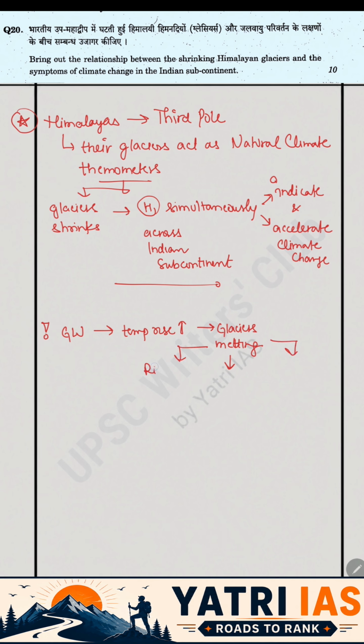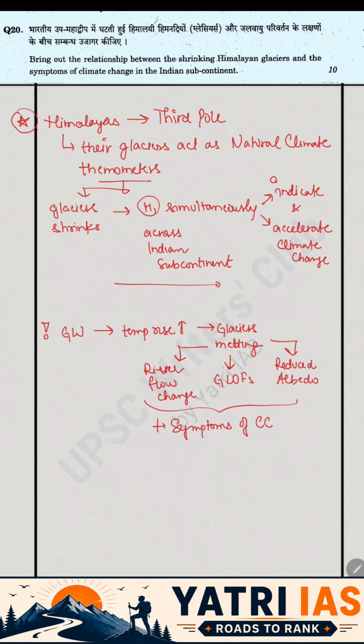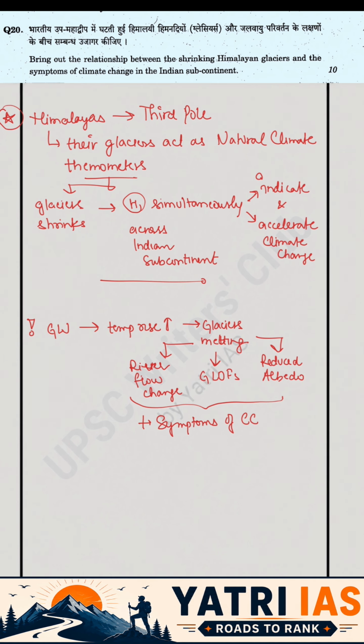That is river flow change, disruptions. You see glacial lake outburst floods, GLOFs. You see reduced albedo. We will explain these things during our reasons. So all these things are what? These are symptoms of climate change. This was for your deeper understanding.